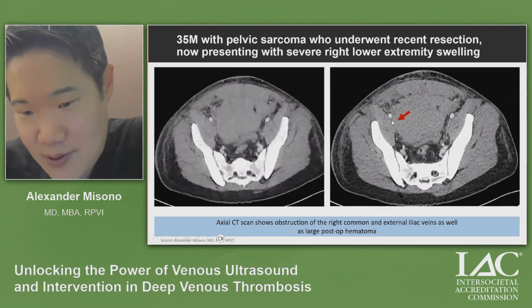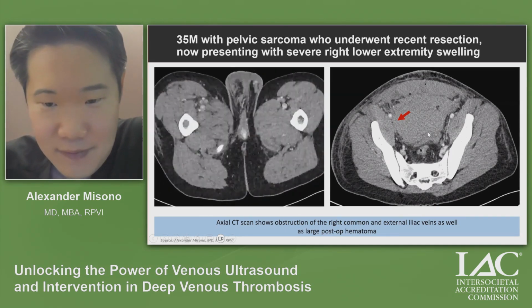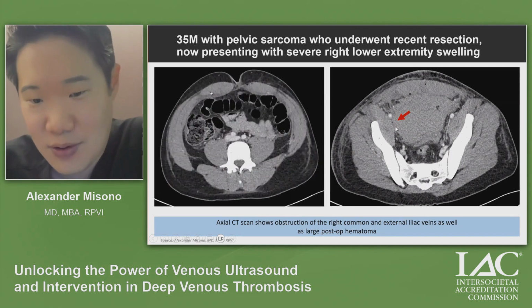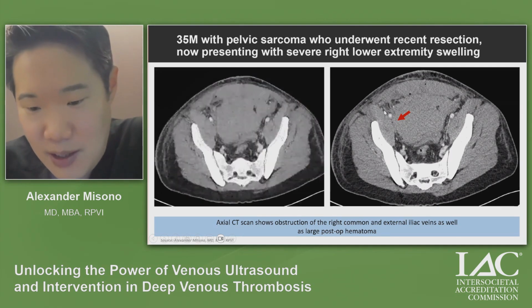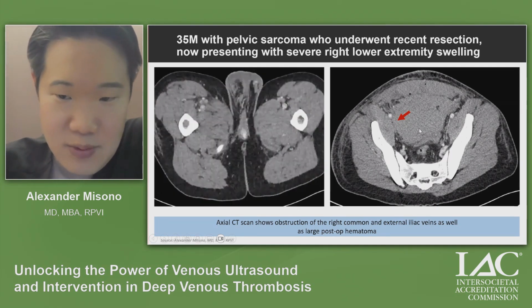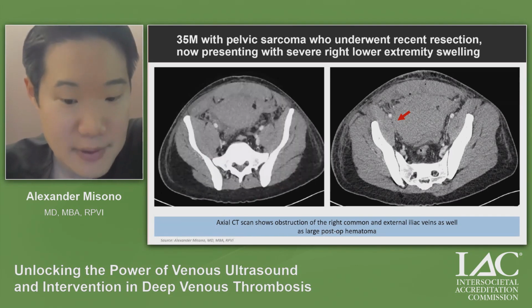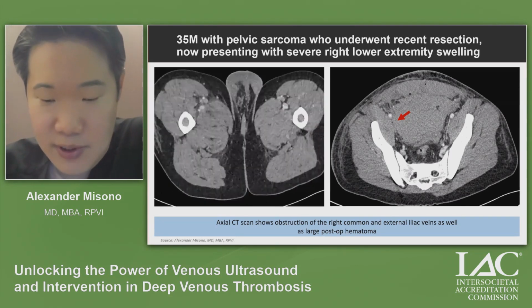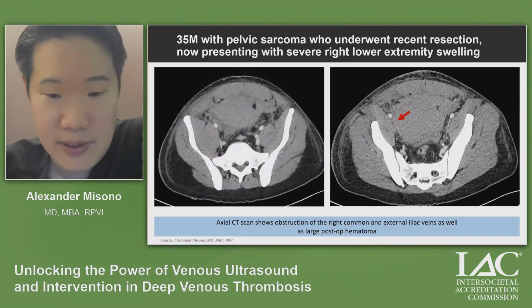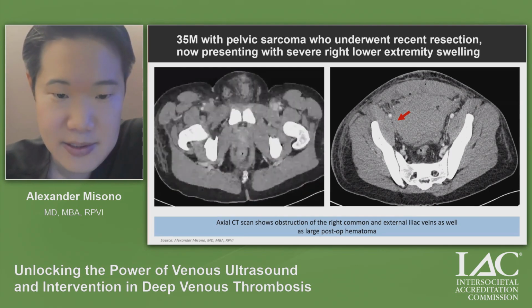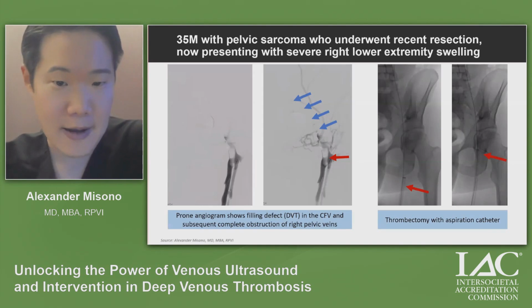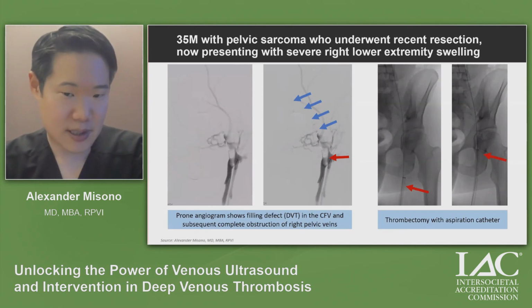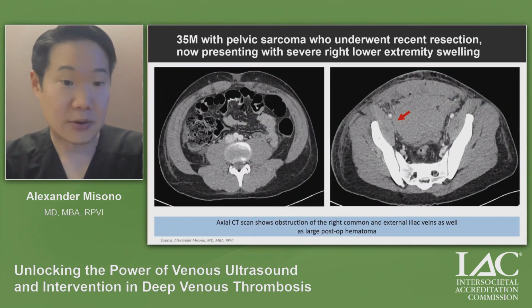And where the red arrow is pointing is really where the femoral vein, or the common femoral to external iliac vein transition would be, and really where the external iliac vein should be living. You can't see it at all. And so that vein is essentially completely either compressed or simply not visible, and there is no blood clearly flowing through there.